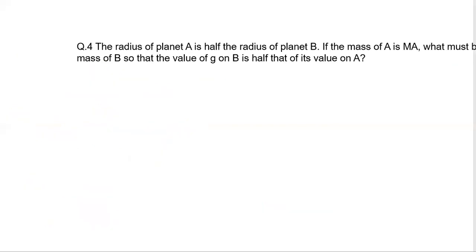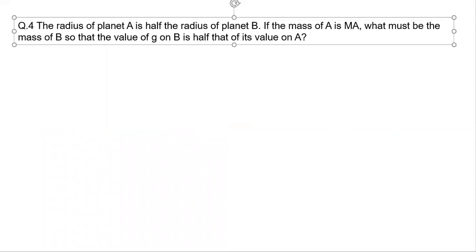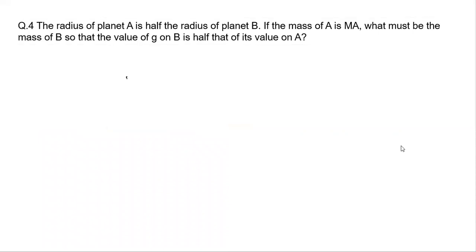Let us solve the last question. Remaining questions we will solve in the next part of the video. Okay. Now, the radius of planet A is half the radius of planet B. If the mass of A is ma, what must be the mass of B, so that value of G on B is half that of its value on A.